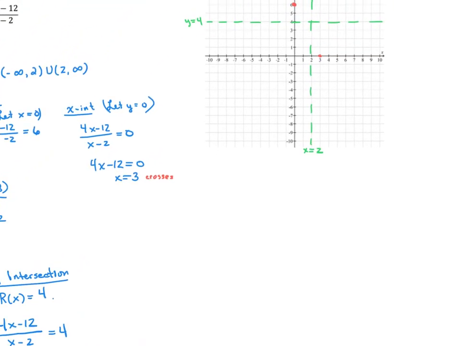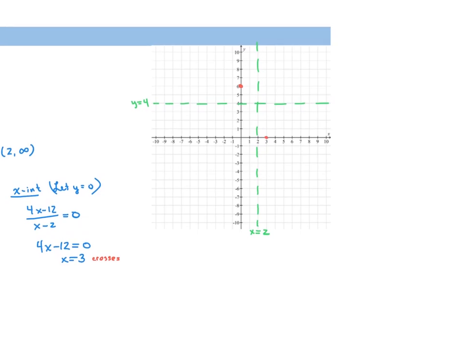Now let's go ahead and take a look at what we have. What we can do now is choose some values between and beyond our x-intercepts and vertical asymptotes. And if we had any discontinuities like holes, then we would also include those. So the only discontinuity that we have is a vertical asymptote. So let's look at our x-axis. We need a value to the left of 2, between 2 and 3, and then to the right of 3.